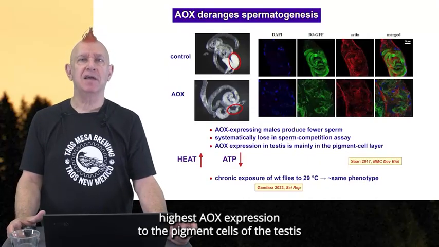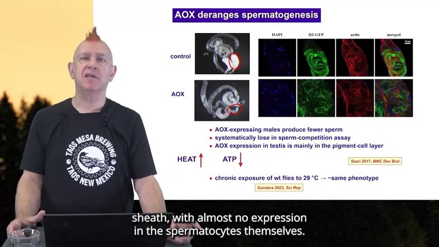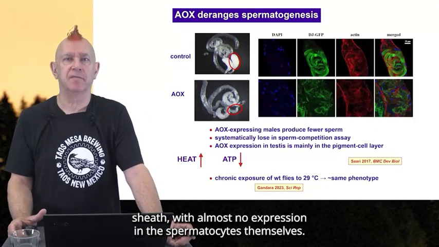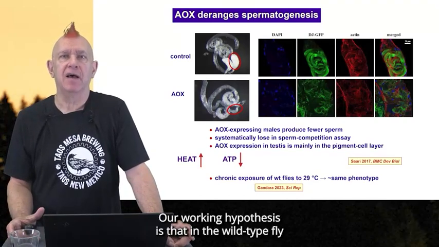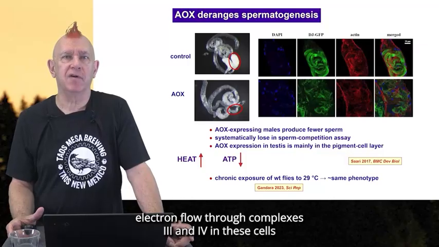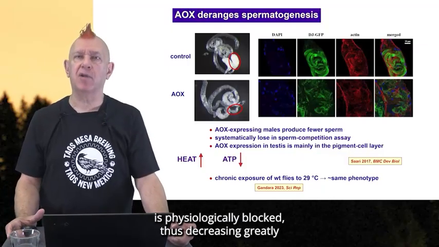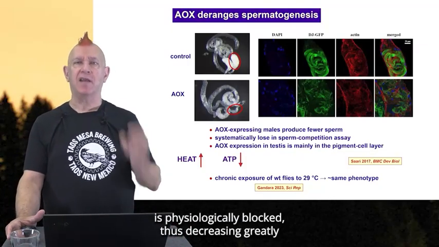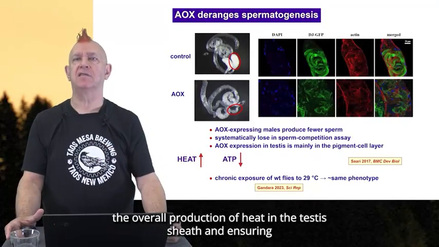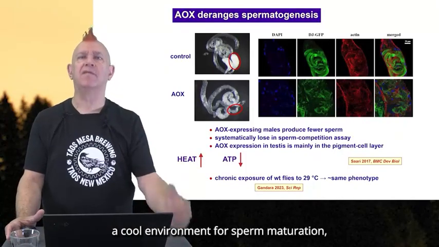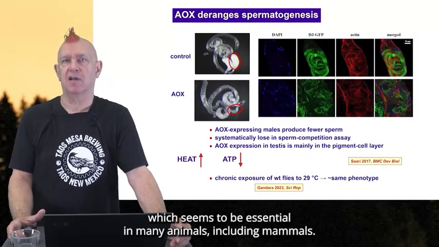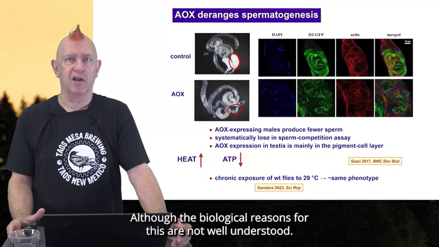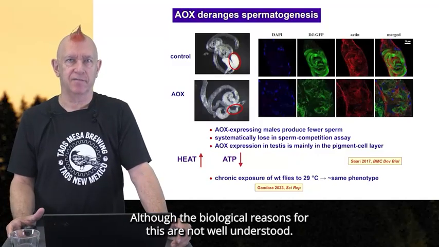We traced the site of highest AOX expression to the pigment cells of the testis sheath, with almost no expression in the spermatocytes themselves. Our working hypothesis is that in the wild-type fly, electron flow through complexes 3 and 4 in these cells is physiologically blocked, thus decreasing greatly the overall production of heat in the testis sheath and ensuring a cool environment for sperm maturation, which seems to be essential in many animals, including mammals, although the biological reasons for this are not well understood.